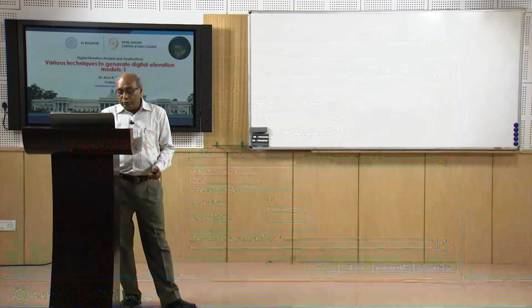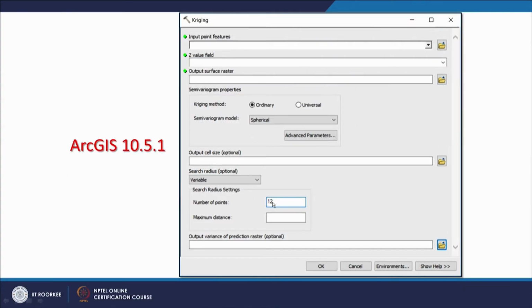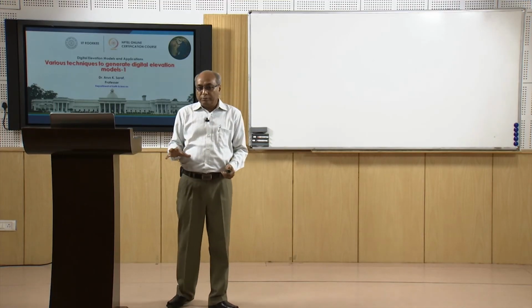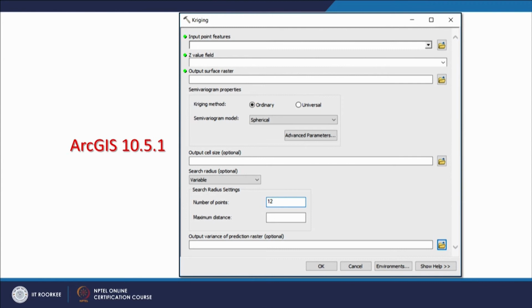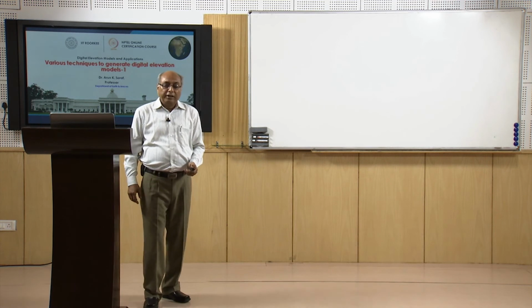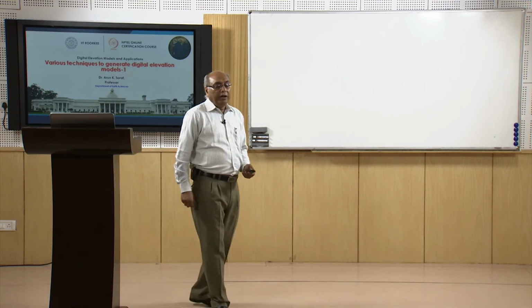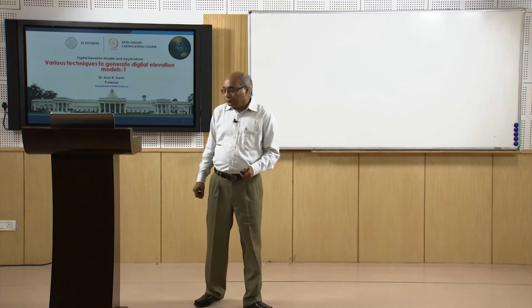Then the number of points for the search: by default you get 12 values, and you can reduce or increase that. The more search points you ask for, the more time it will take, and the smoother the surface it is going to create. The same holds if you have a large search distance: it will take more time and more smooth surfaces can be created. Finally you can store your results as well. So, this is how a typical kriging interface and the inputs required look.